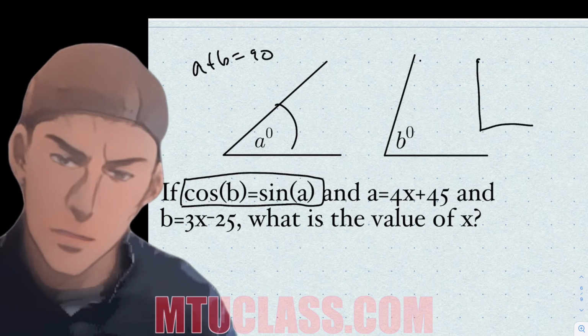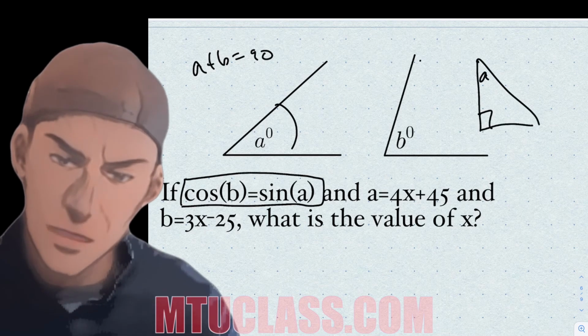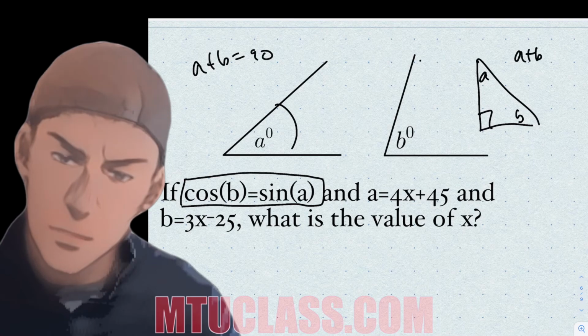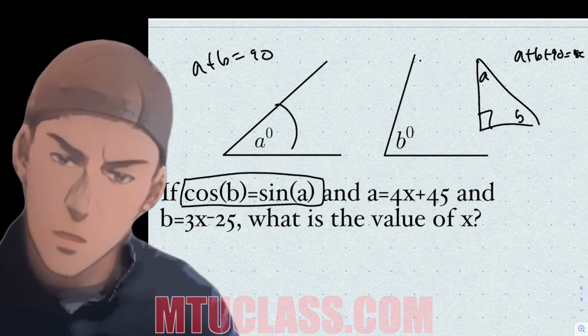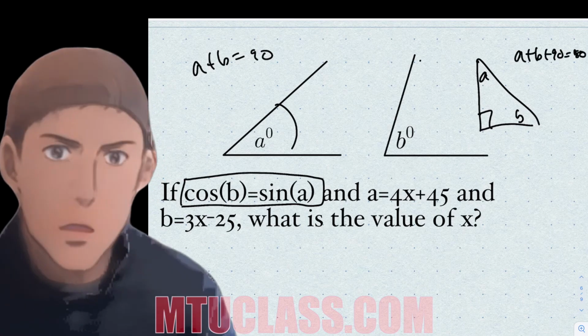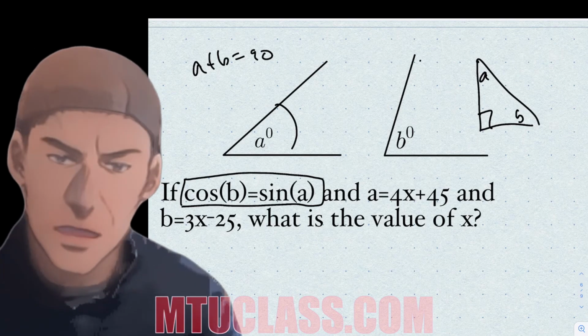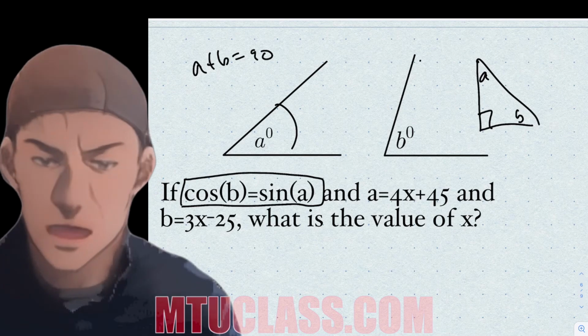So if I have a triangle here, it works out like this. If this is A and this is B, A plus B plus 90 have to equal 180, right? That's just the way it works. You understand that. That's not a huge deal. That's 180 degrees in a triangle. But look, you gotta check this out.